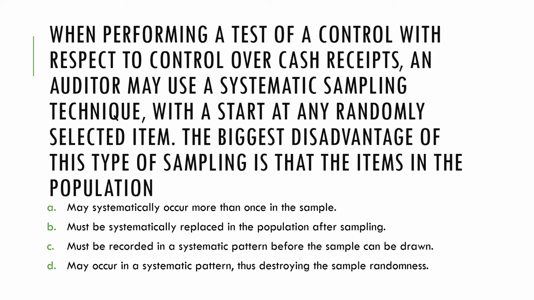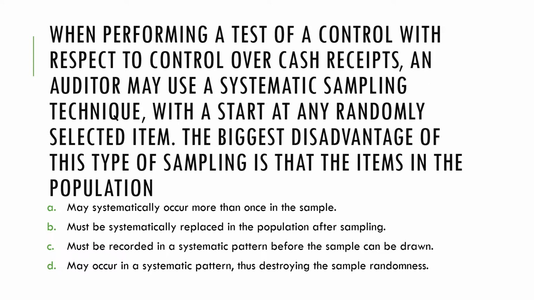When performing a test of control with respect to control over cash receipts, so we're talking about test of controls over cash receipts, an auditor may use systematic sampling technique with a start at any randomly selected item. The biggest disadvantage of this type of sampling is that the items in the population, so a while back we were able to answer a question about systematic selection looking for the advantage. This time we're on the flip side. We're looking for the disadvantage.